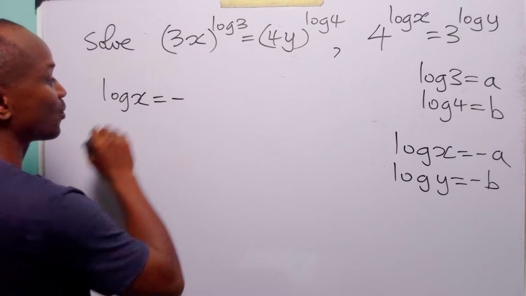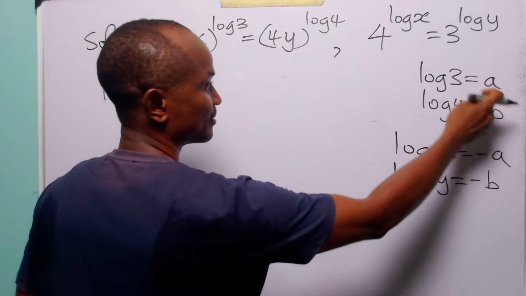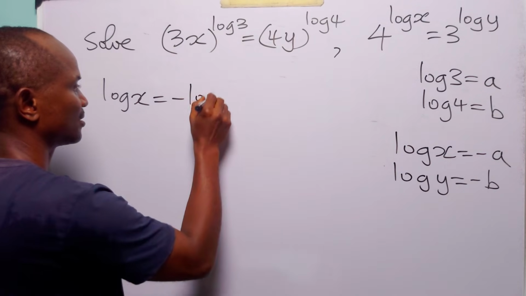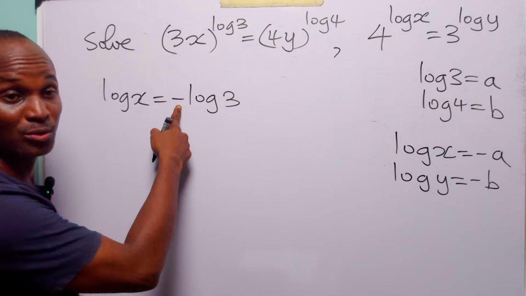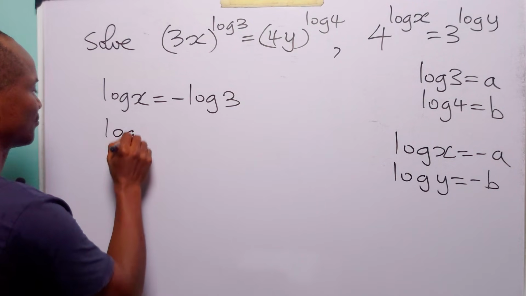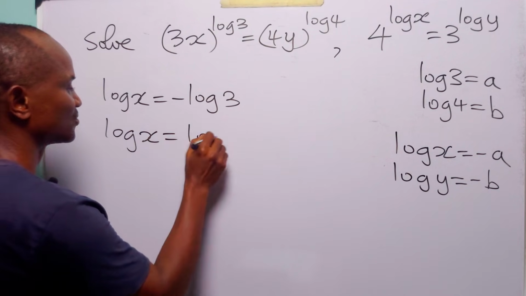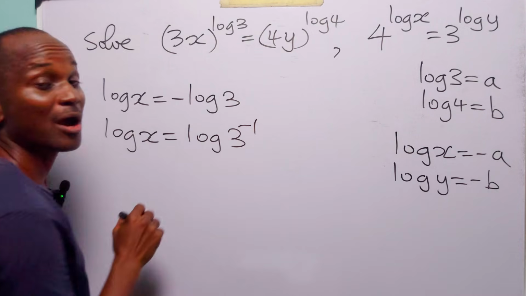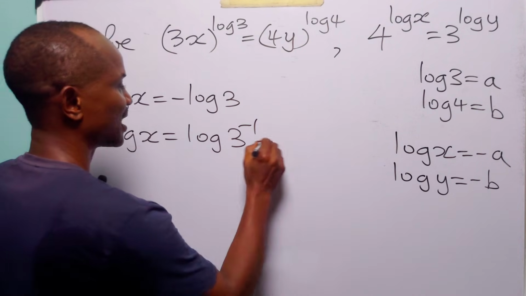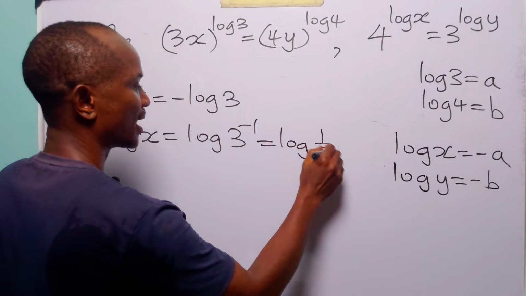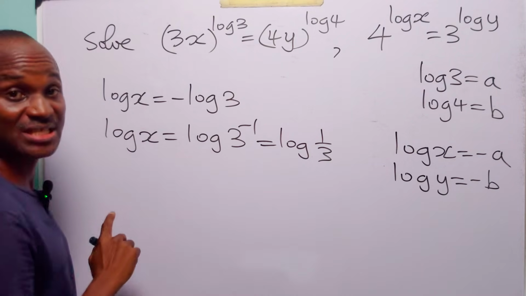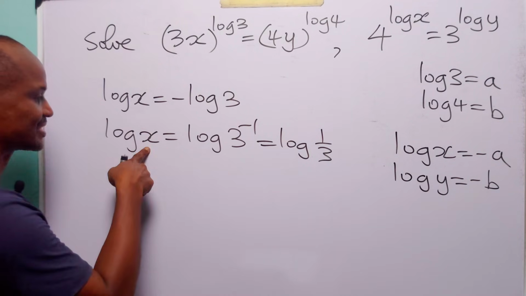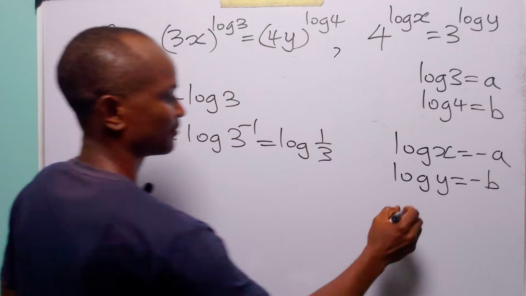So finally, we have that log x is equal to minus a. That is minus log 3. Of course, when we apply the power rule to this, we have that log x is equal to log 3 to the power minus 1, which is the same as log 1 over 3. And now when you compare the two sides of this equation, it is very easy to see that x is equal to 1 over 3.